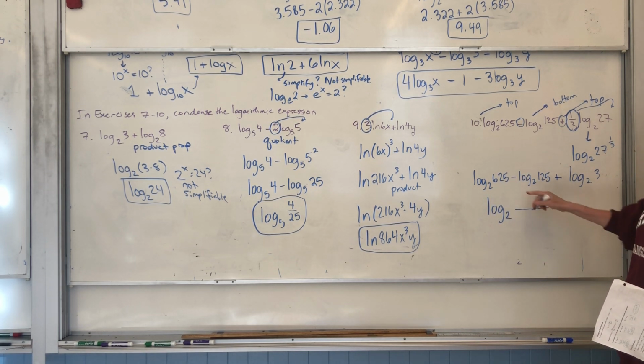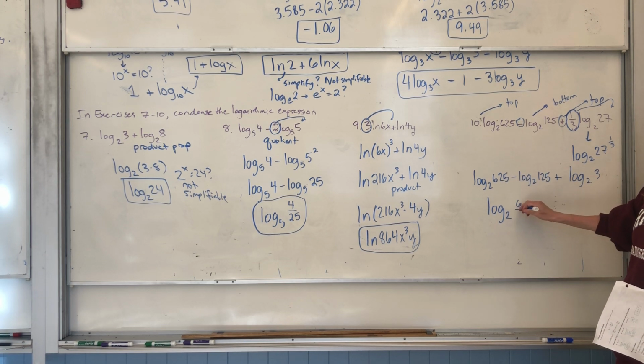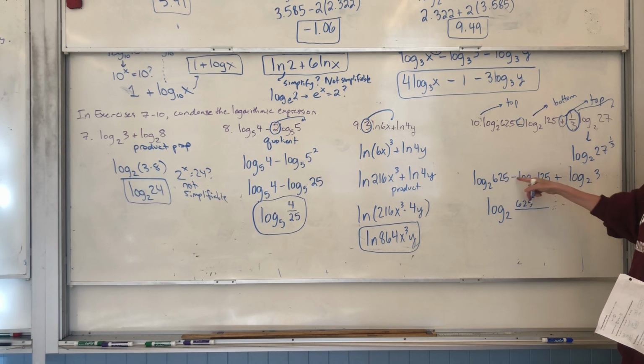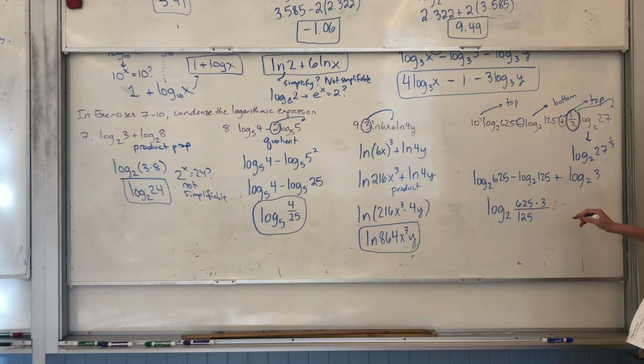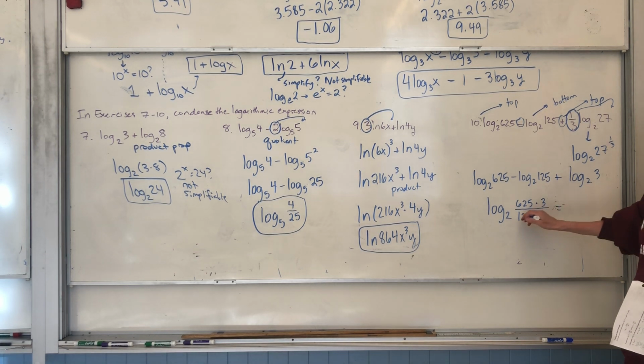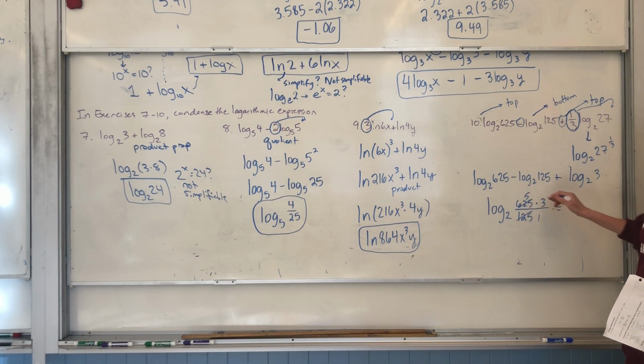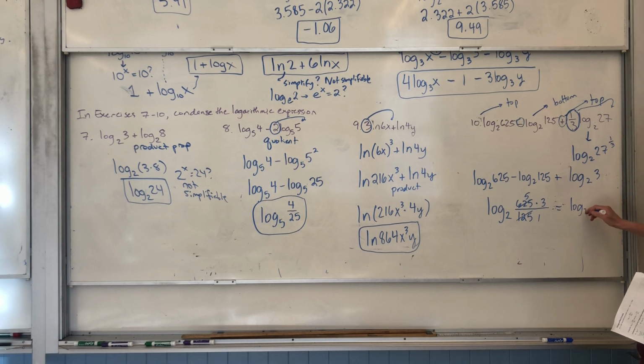So I'm going to do this. The 625 goes on top. The 125, because it's a minus, goes on the bottom. And the 3, because it's positive, goes on top. And that ends up being, if I reduce this, I get log base 2 of 15.